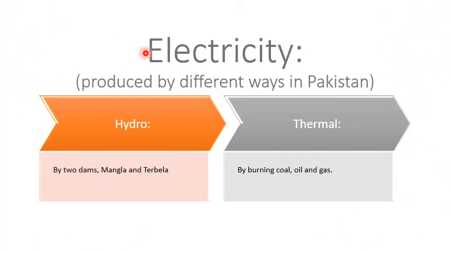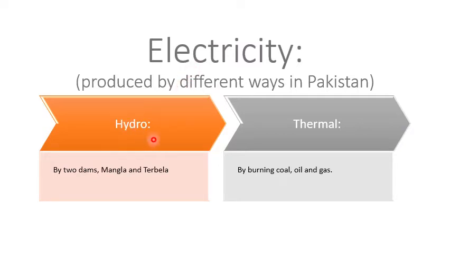Electricity is produced in Pakistan in different ways. The most practiced ways to produce electricity in Pakistan are hydro and thermal. Hydro, I told you the meaning of this word. The meaning of this word is water. So we'll see how water is used for electricity.